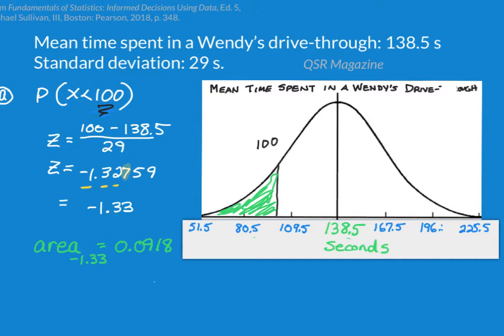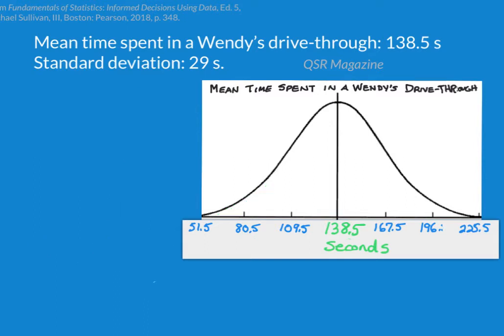And you can just write that probability as 0.0918. That's perfectly acceptable. But you know what? I like to think about it like this. 9.18% of the time, when I go to the Wendy's drive-thru, I will probably wait less than 100 seconds. That means most of the time I'm going to be waiting more than 100 seconds. Because think about it, that's less than 2 minutes. That's ordering and getting your food. That would be really quick.